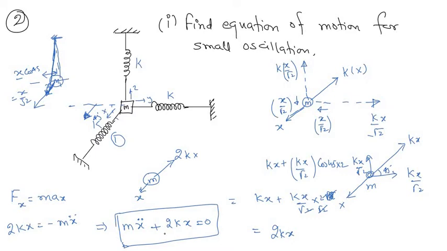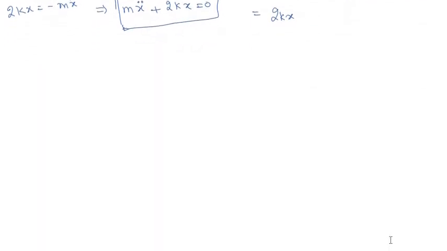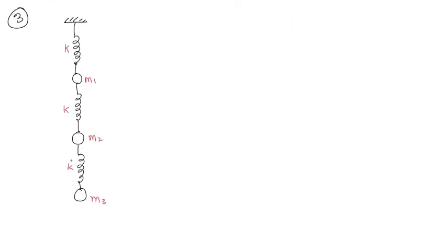So this was basically the equation of motion. Now let us have one more problem for writing the equation of motion. The next problem is, there are three blocks having mass m1, m2 and m3 connected by three springs having the same spring constant k. Now we have to write the equations of motion for this system.